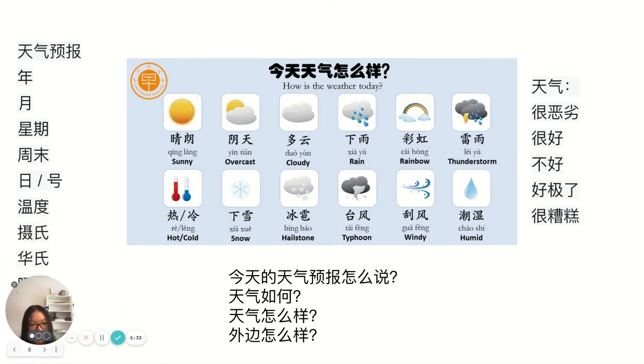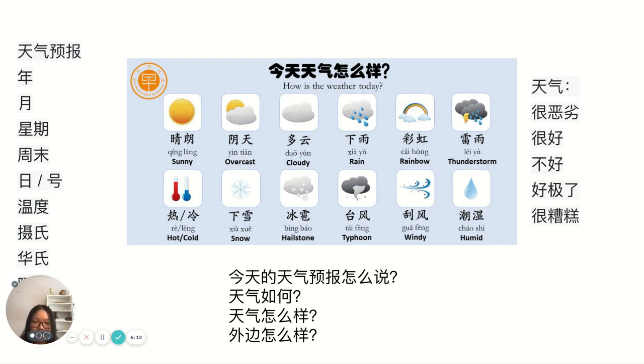And then, on the right side are some ways that you could describe the weather. If someone asks you, 今天天气怎么样? You can say, 今天天气很恶劣, which means we have really miserable weather today. Or you can say, 今天天气很好. The weather is very good today. 今天天气不好. The weather is bad today. 今天天气好极了, which means we have beautiful weather today.